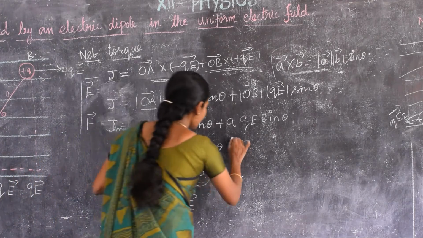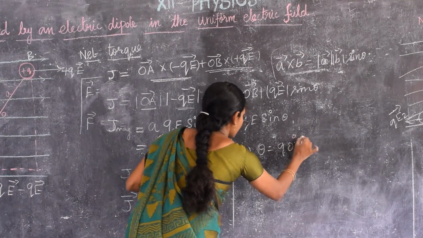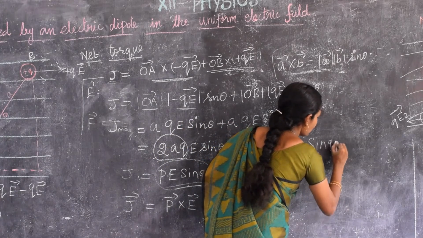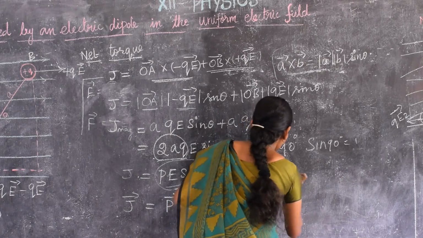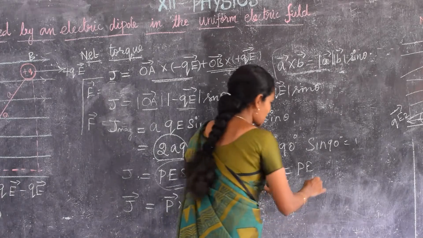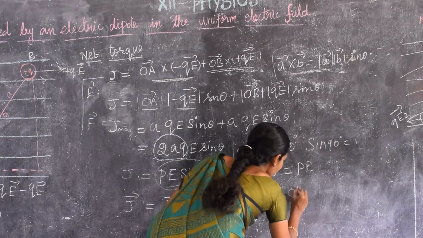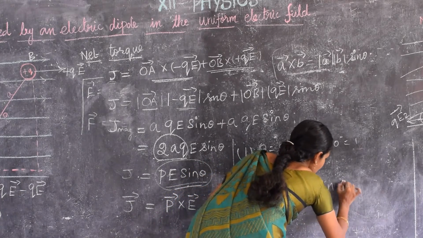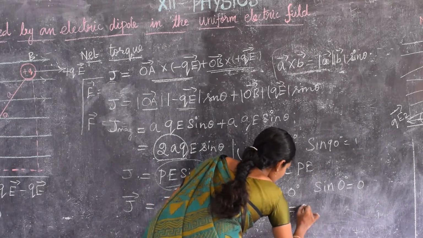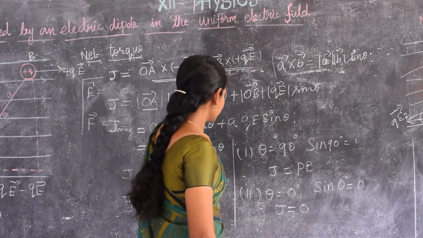So two cases are there. First, we put theta equal to 90 degrees. So sin 90 is equal to 1, and tau is equal to pE. When theta is equal to 90, torque will be maximum. Second case, theta is equal to 0 degrees. So sin 0 is 0, so torque is 0. When theta is equal to 0, the torque will be minimum. Is it clear?